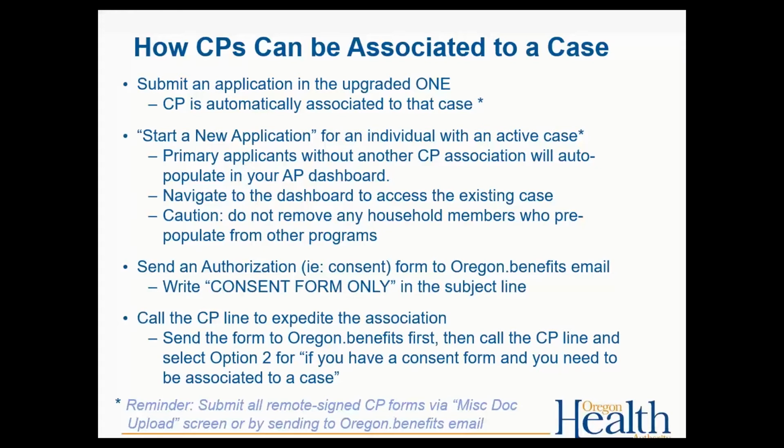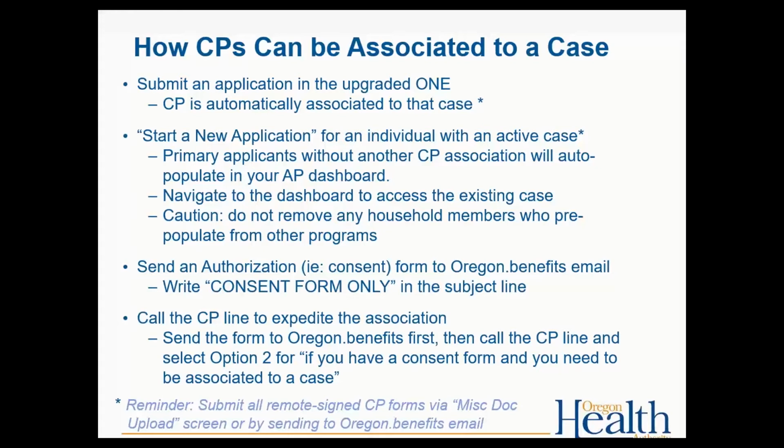That connects you to a team of people who have a singular task. Their only task on that line is to pull consent forms from the Oregon.benefits email that they do have access to, and to associate you as a community partner to that case. So if you need to expedite it, you email it first, then you call. It should be a short wait time if all goes well, because it's not a highly used function, and you should get what you need right away.